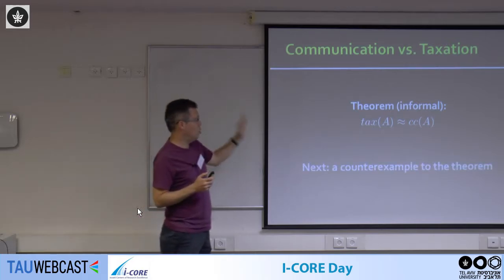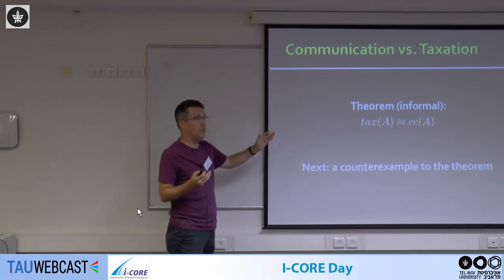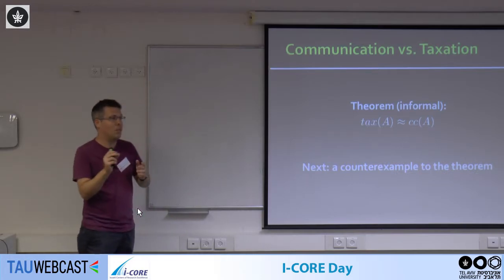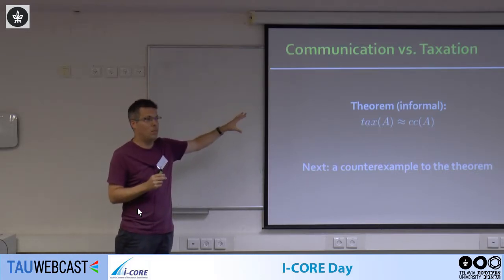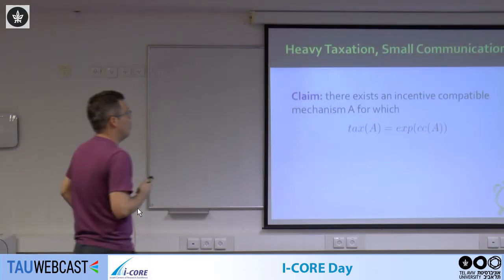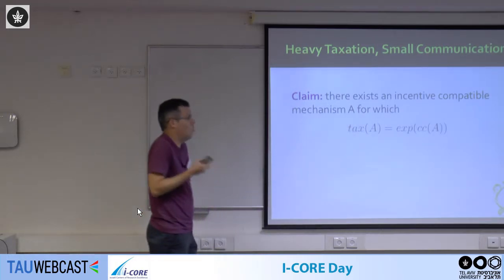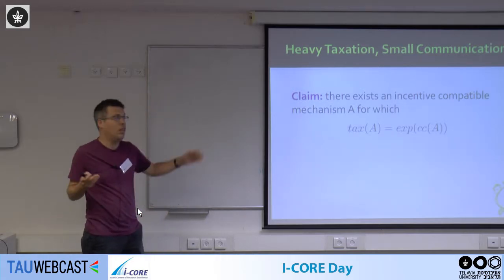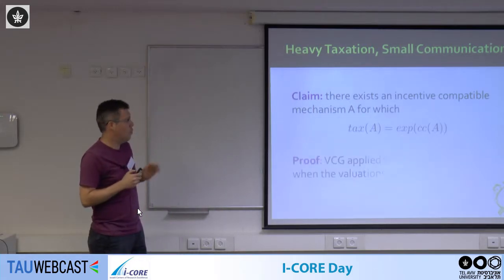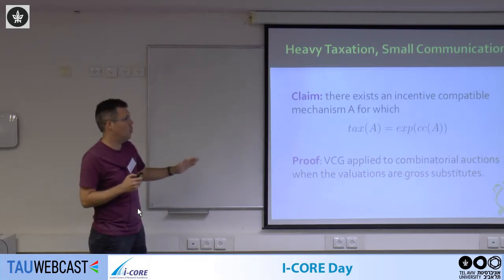OK. So what I want to show you next is a counterexample to this theorem, a situation where the taxation complexity is not even close to being the communication complexity. But this counterexample will help us understand exactly when this theorem is true and when it's not. OK, so let's start. So what is the example? It claims that there exists an incentive-compatible mechanism for which the taxation complexity is not only not about the communication complexity, it's actually exponential in the communication complexity. Okay. The proof of this theorem is 2 lines if you know the right terms. This is simply VCG applied to combinatorial auctions when the valuations are gross substitutes.